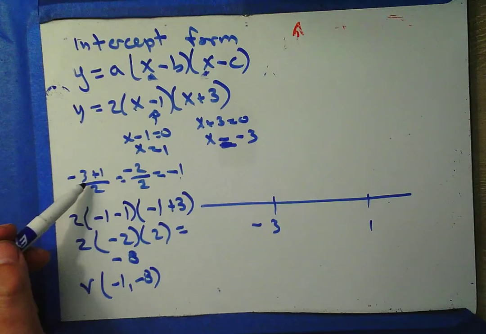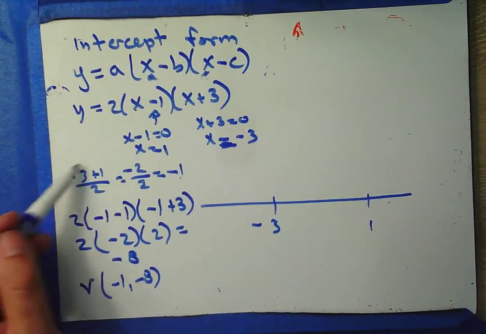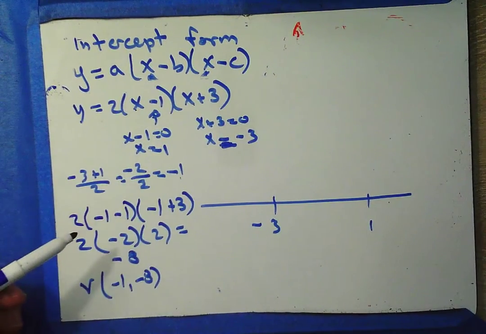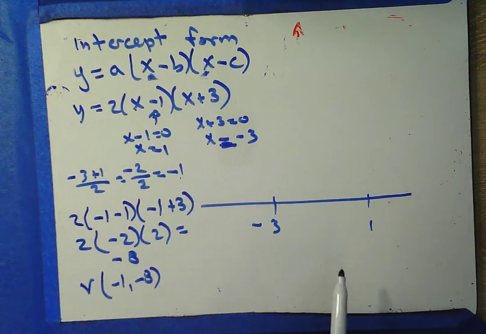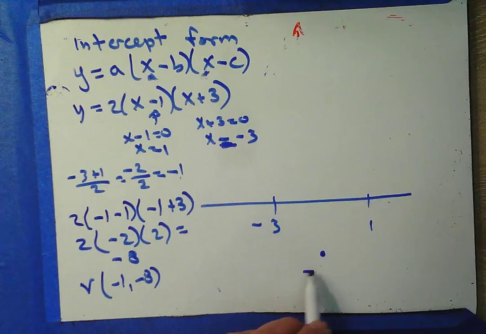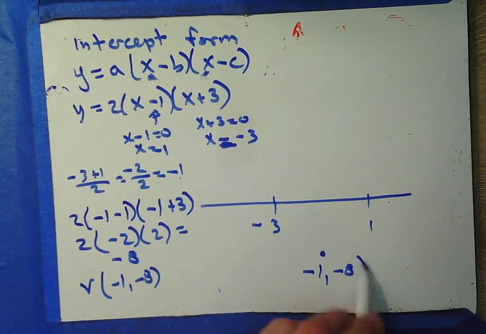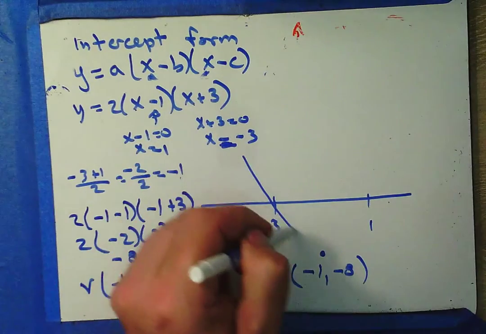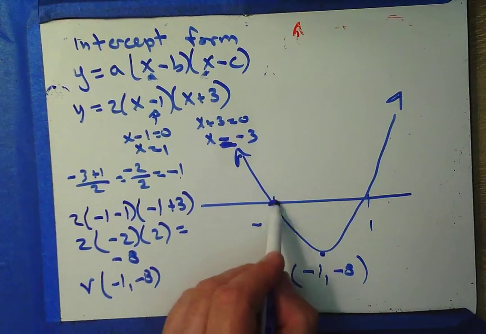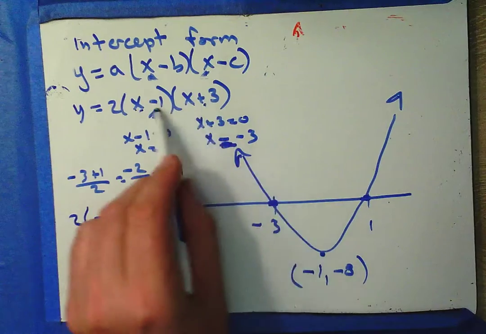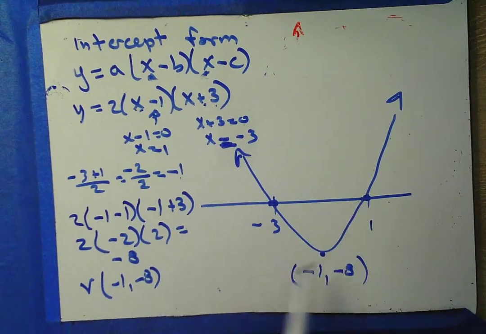You've got to be a little careful here, adding these two numbers together and remembering to divide by 2. And then you just plug that number into this factored form. So I could say here, (negative 1, negative 8) is going to be the location of my vertex. And that was 3 points: 2 x-intercepts from the factored form, and then halfway between those x-intercepts was the vertex.